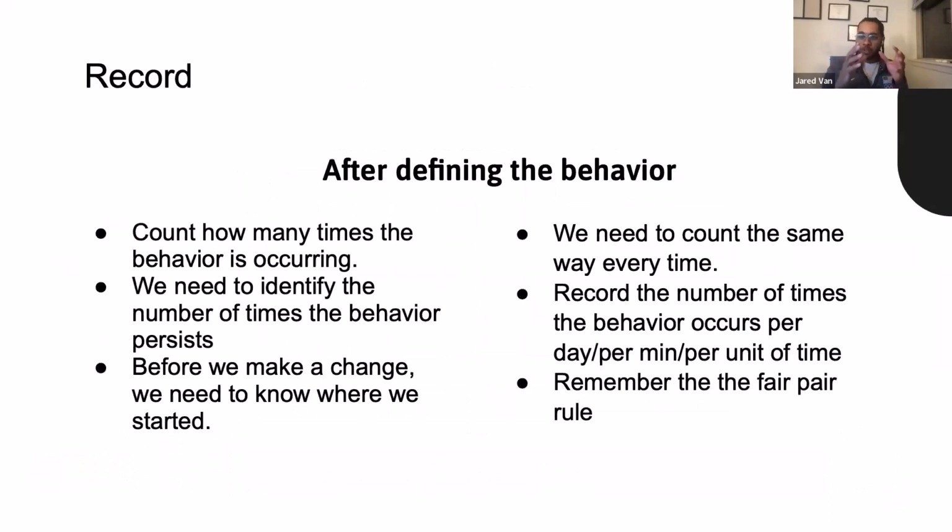So after we define the behavior, then we have to count how many times the behavior is occurring. We need to identify the number of times the behavior persists before we can make changes. We need to know where we started, and we need to count the same way every time. So we record the number of times the behavior occurs per minute, per day, per unit of time. We don't like to use sessions because sessions can be different lengths every time.